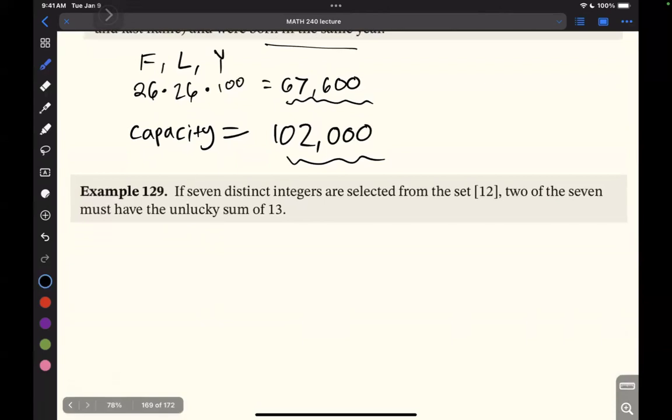All right, so we've got: if 7 distinct integers are selected from the set [12], which is 1, 2, and so on up till 12, then 2 of the 7 must have the unlucky sum of 13. Talk with your neighbor for a second. How do you think you would figure this out?